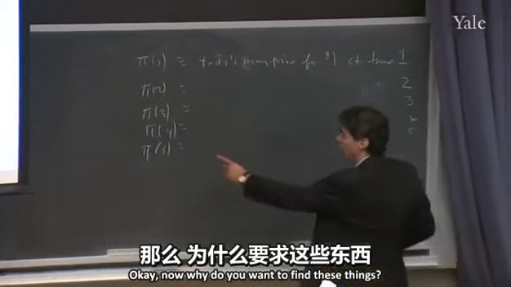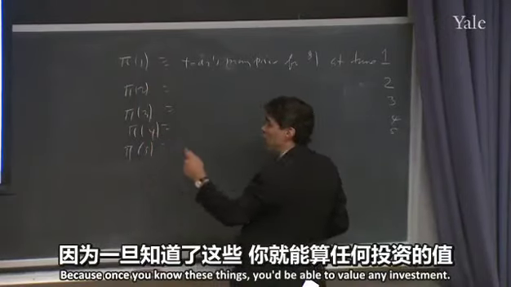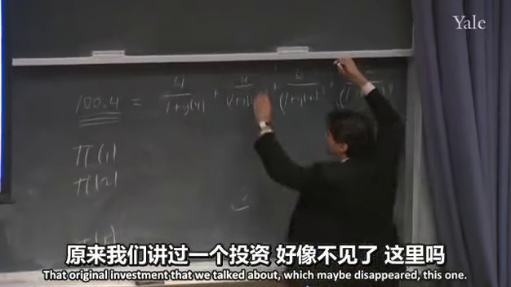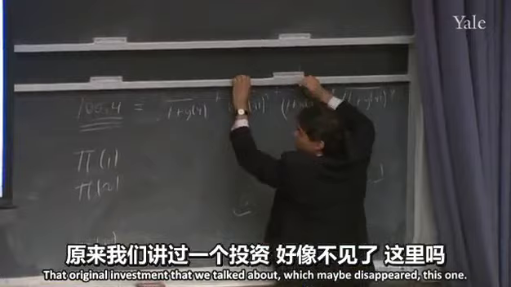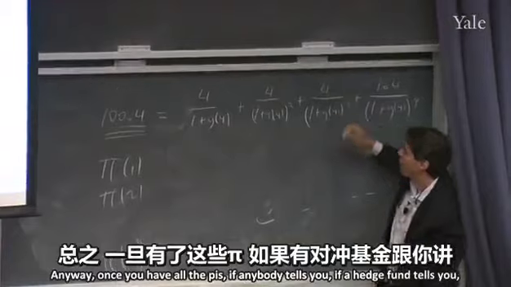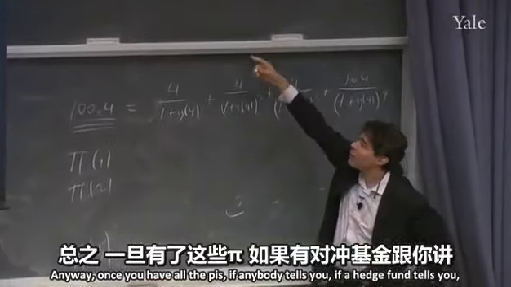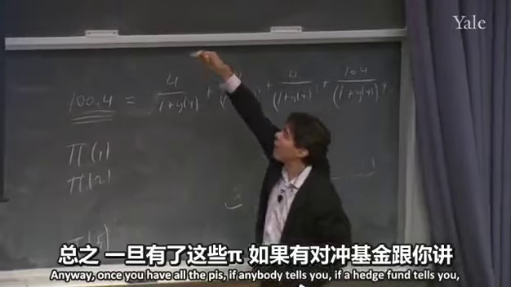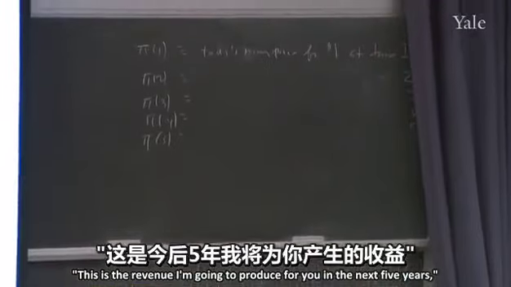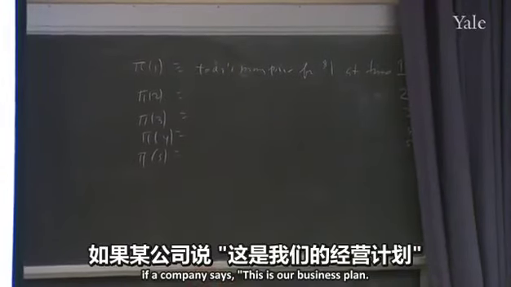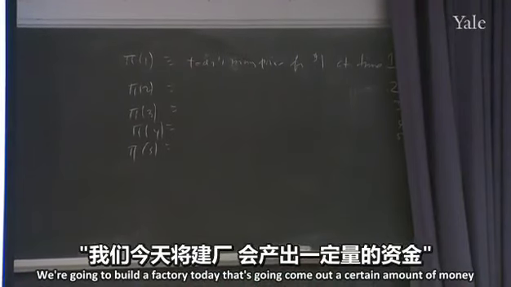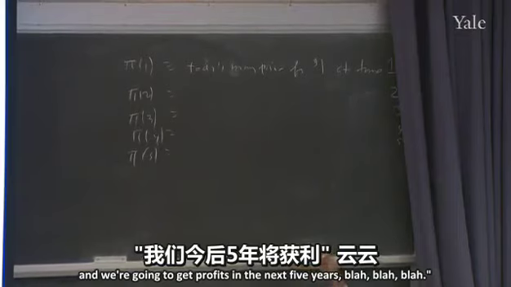Okay, now why do you want to find these things? Because once you know these things, you'd be able to value any investment. That original investment that we talked about, which maybe disappeared, anyway, once you have all the pi's, if a hedge fund tells you this is the revenue I'm going to produce for you in the next 5 years, if a company says this is our business plan, we're going to build a factory today that's going to cost a certain amount of money, and we're going to get profits in the next 5 years, blah blah blah.